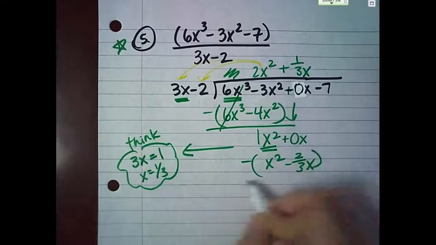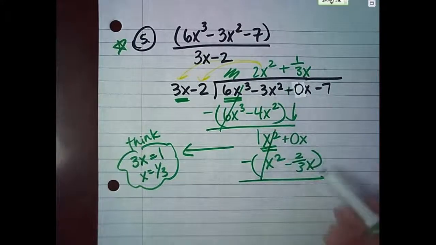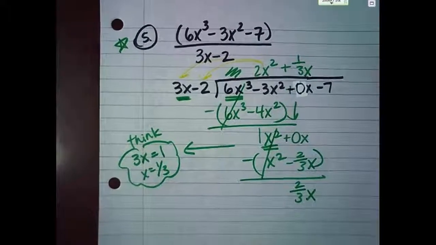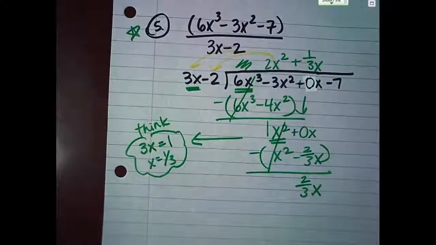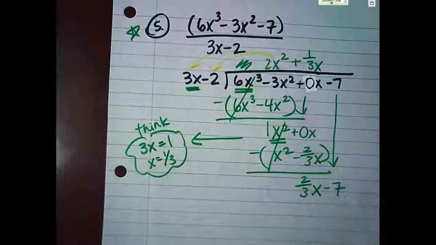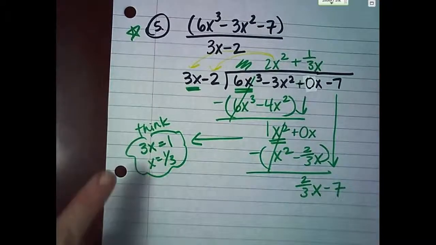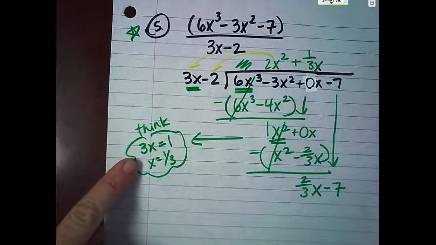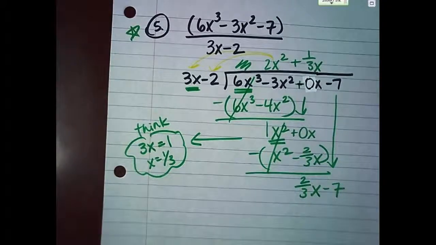Subtract. 0 plus 2/3 is 2/3 x. What's my next step? Bring down the negative 7. Okay, I'm going to stop right there and see if you can use my last think bubble. Make your own new think bubble. I'm trying to get from 3x to 2/3 x. Either you know it in your head or you don't. If you don't, try to find it.